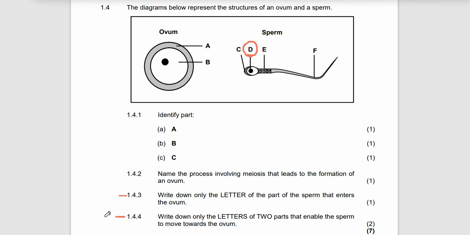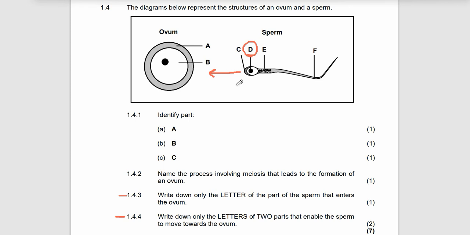1.4.4 says write down only the letters of two parts that enable the sperm to move towards the ovum. During the process of ejaculation inside the female organ, which is the vagina, the sperm or the spermatozoa are sent straight to the fallopian tubes so that they can meet the ovum, if the ovum is being released. So let's assume that the ovum is being released, meaning that we have hit day 14.